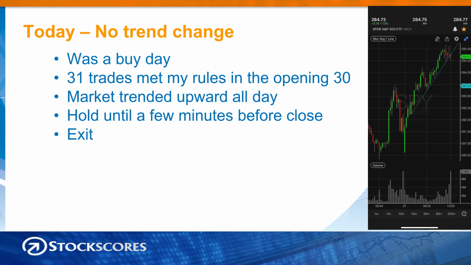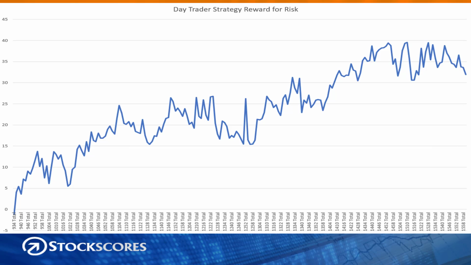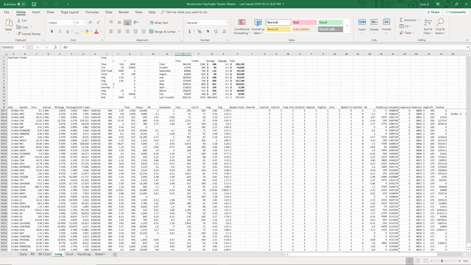So today was a buy day, and there were 31 valid trades in the opening 30 minutes. It trended up all day long, so there was no signal to exit early. So basically I exit at the close. And if we jump over to this screen, this is the reward for risk curve of those 31 positions. Now let me just jump you to this spreadsheet here.